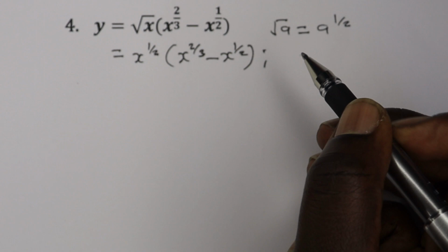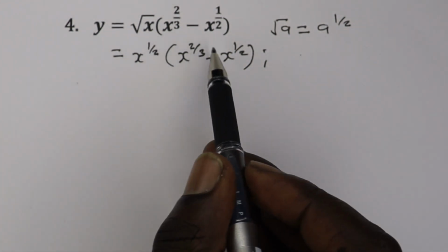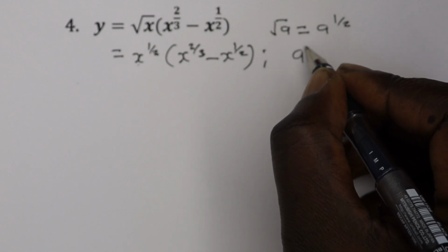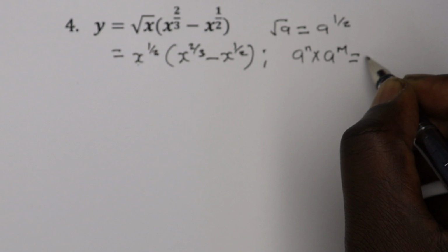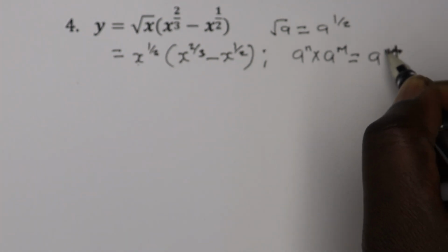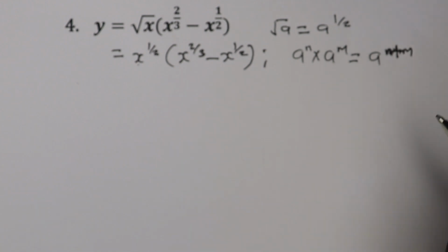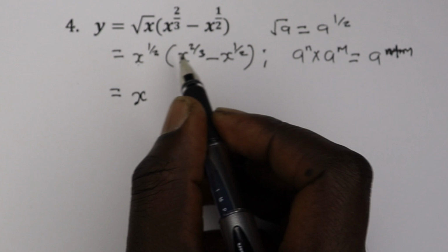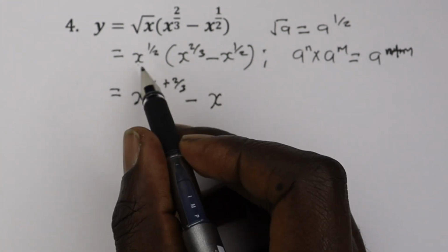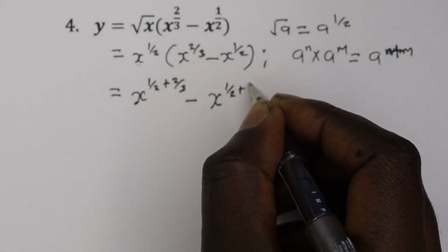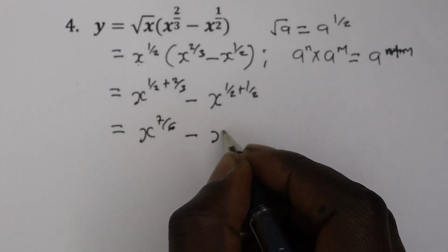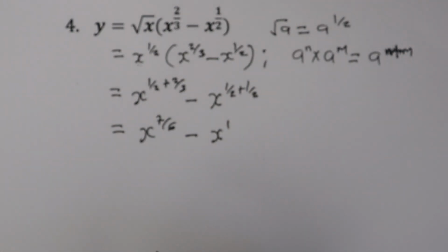And then according to the laws of indices again, you are going to have to multiply x raised to the power half times whatever is in the bracket. So remember, these bases are the same. So you can use the laws of indices, where if you have a raised to the power n times a raised to the power m, you have a raised to the power n plus m. So this will be the sum of the powers, sorry. So here we'll have x times, just add the powers, 2 over 3, minus, do the same for that, that is x power half times x power half, that is x power half plus half. So that this is the same as x raised to the power 7 over 6 minus x raised to the power 1. So now this is what you are going to differentiate.